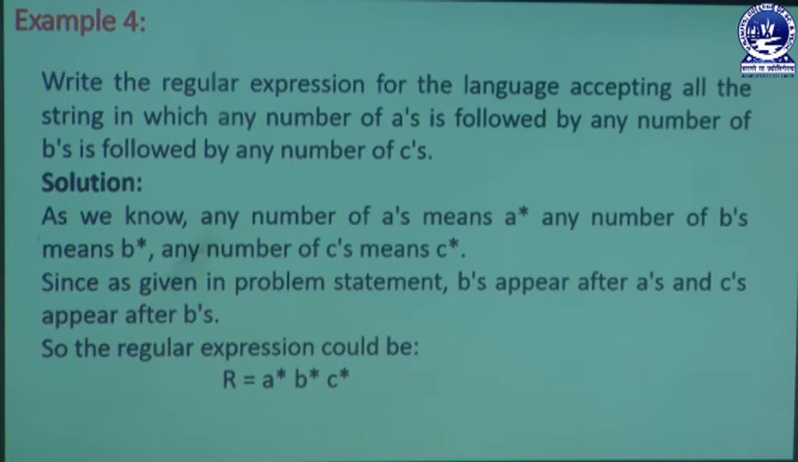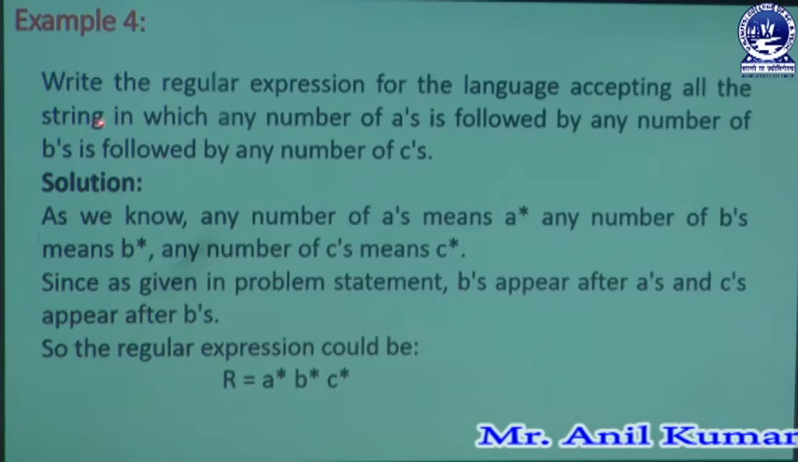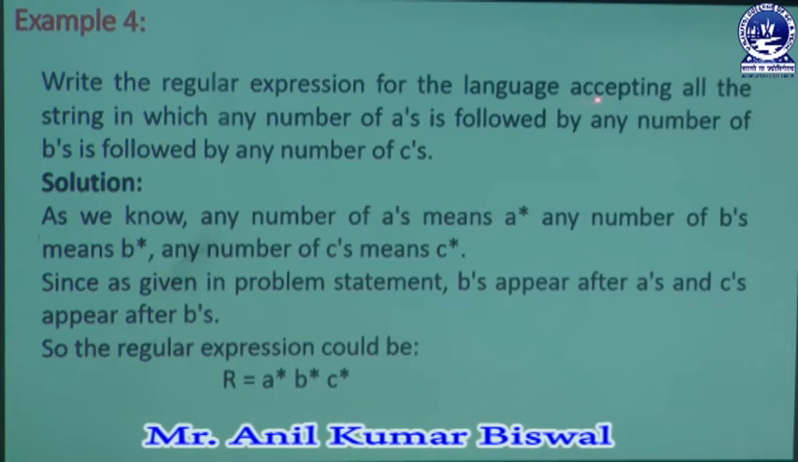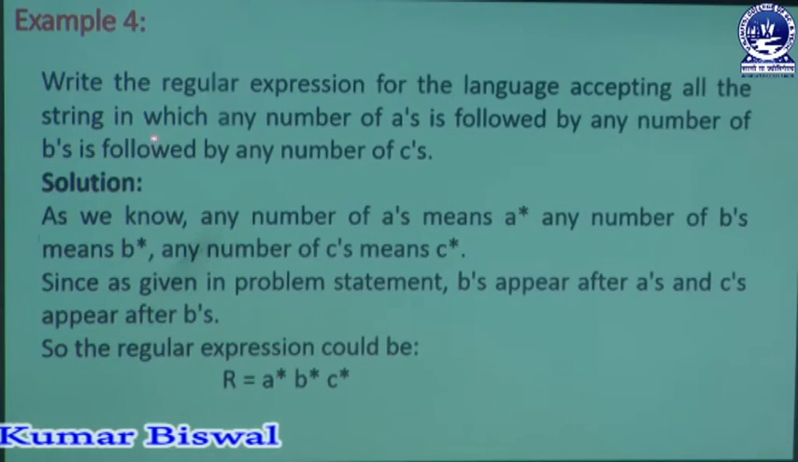That means we may have more than one A, because it already depends on the question, which is written like that: accepting all strings in which any number of A's is followed by any number of B's and followed by any number of C's. This question is asking A is followed by B, then B followed by C. That is not similar to B followed by A and A followed by C. If this kind of sequence is not matching the question, that is a wrong output.